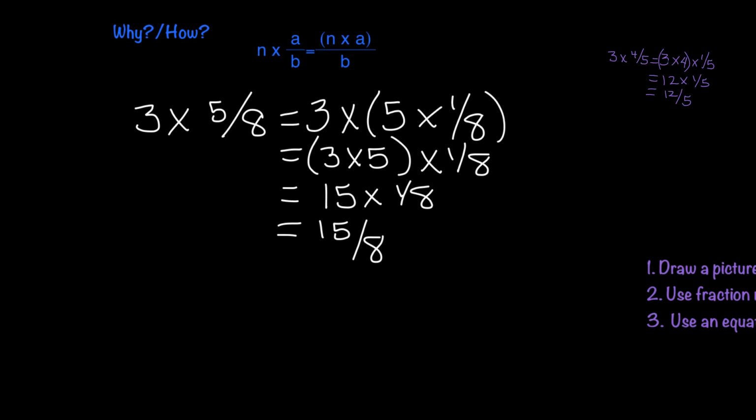So then I can turn that into a mixed number. So what is 15 divided by 8? 2 times 8 is 16, so that's too big. So it's going to be one whole number. And then what is 15 minus 8? What's my remainder? 7/8. So our mixed number would be 1 and 7/8.